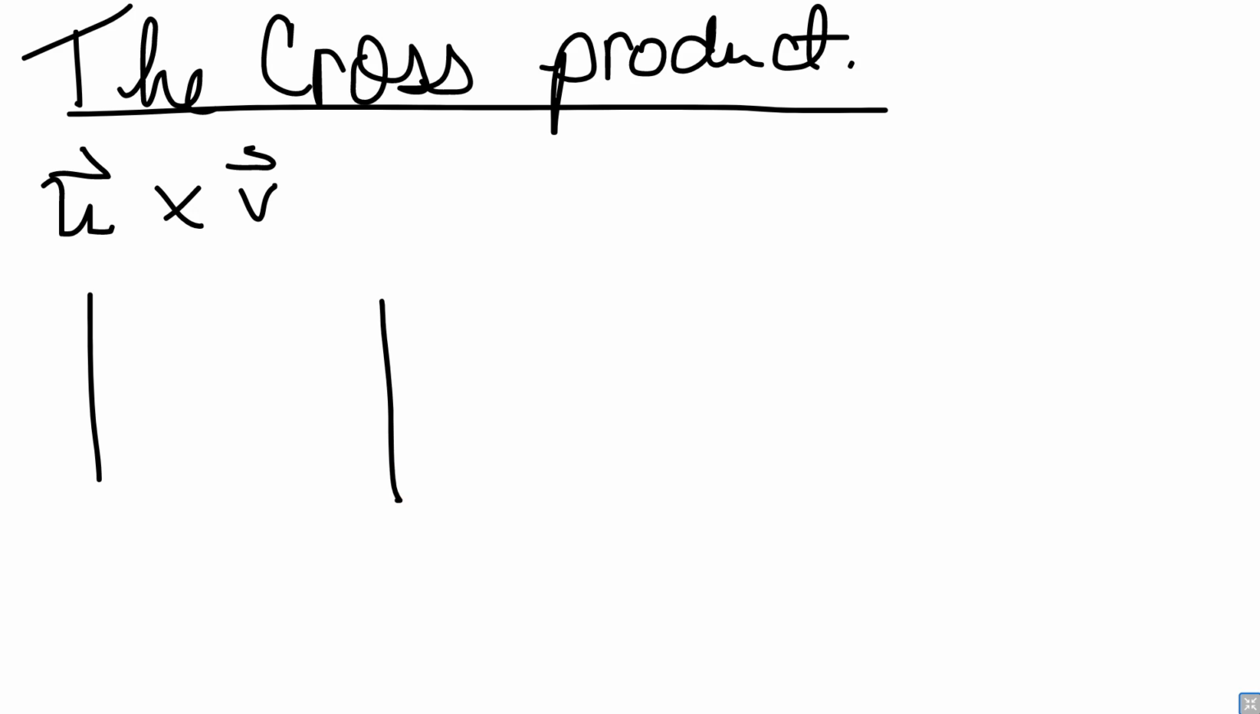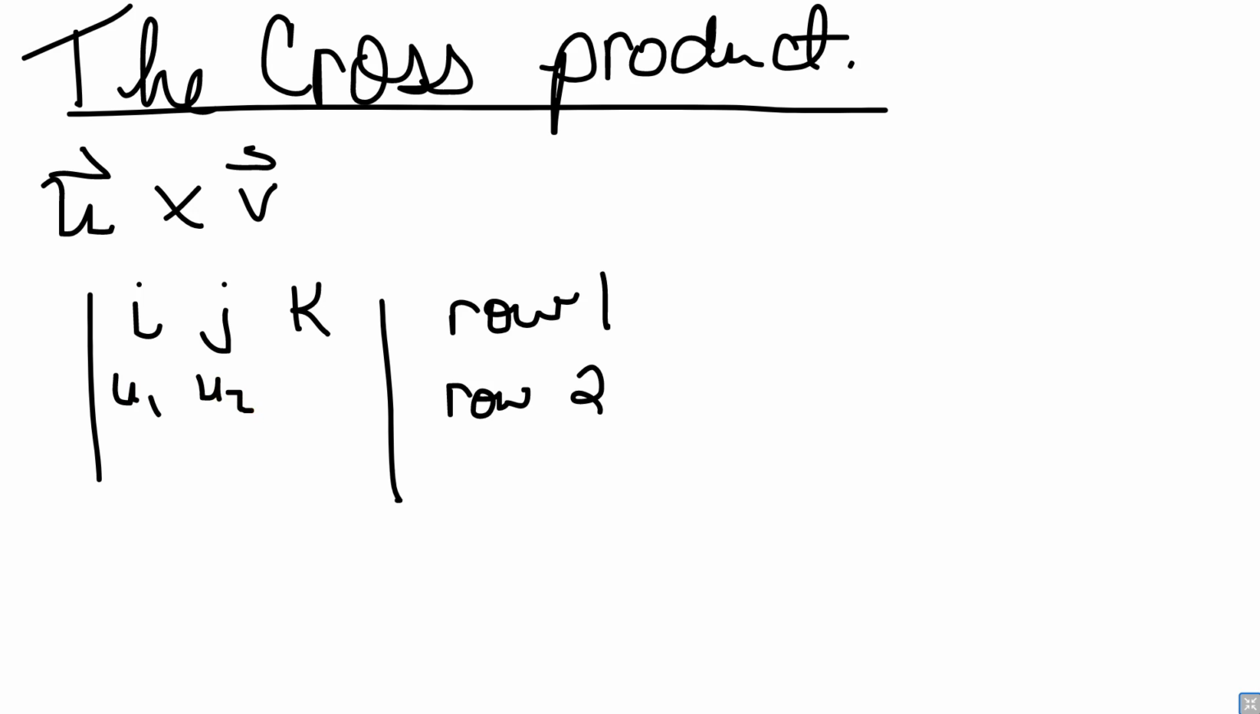Across the first row, we're going to have the components i, j, and k. In the second row, we're going to have the numerical values, the coefficients for i, j, and k of vector u, so we can label it as u sub 1, u sub 2, u sub 3. And in row 3, we're going to have the coefficients for the i, j, k components of vector v, so we can write it as v sub 1, v sub 2, v sub 3.